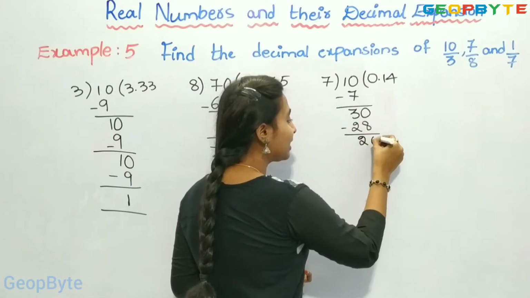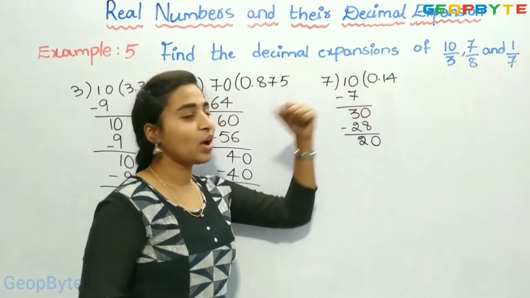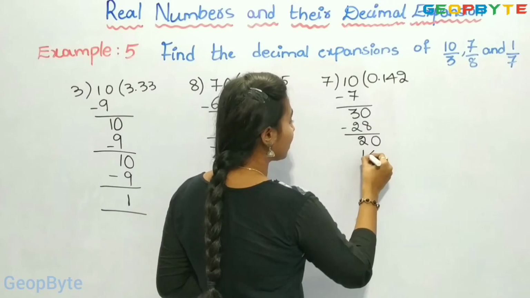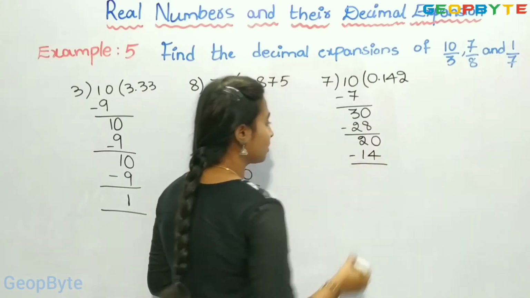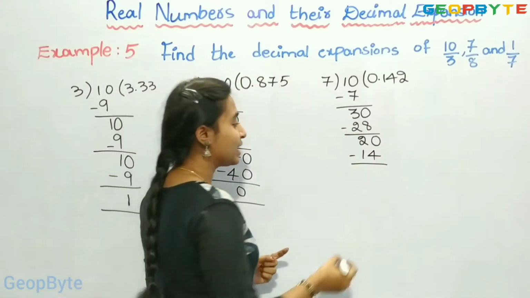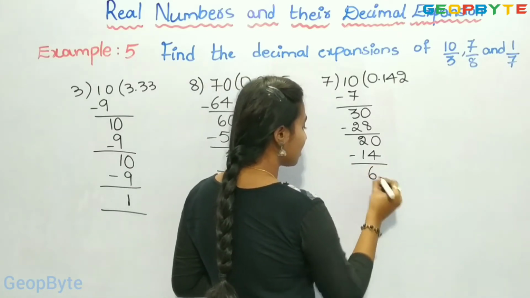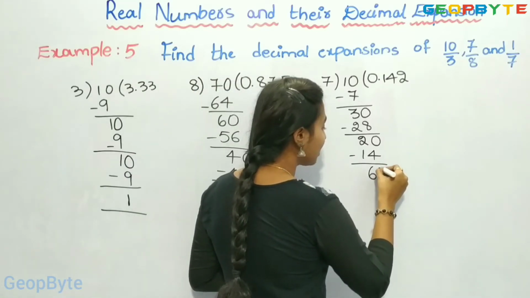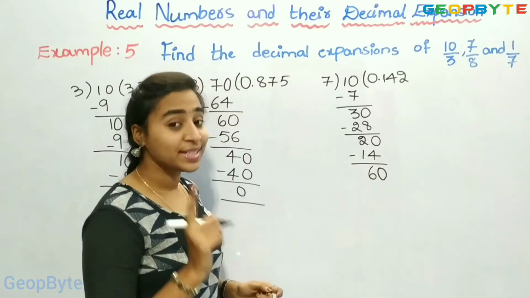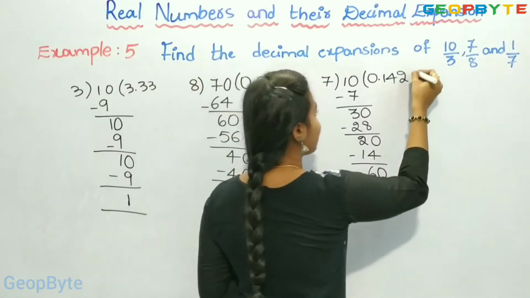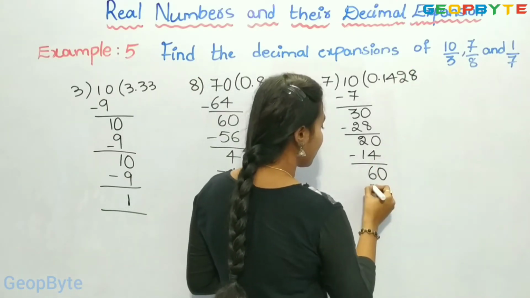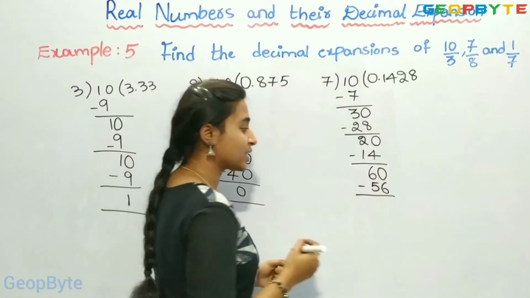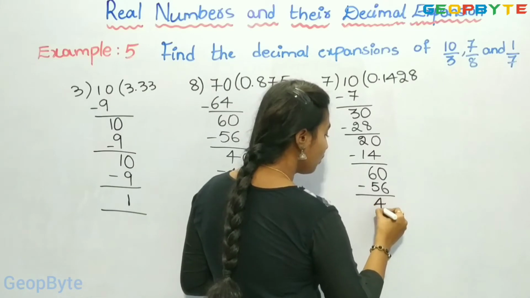Now again let us take a 0 as we have a point here. Now 7 2s are 14. 20 minus 14 is 6. Now 6 is smaller than 7. Again let us take a 0. Now 7 8s are 56. 60 minus 56 gives you 4.